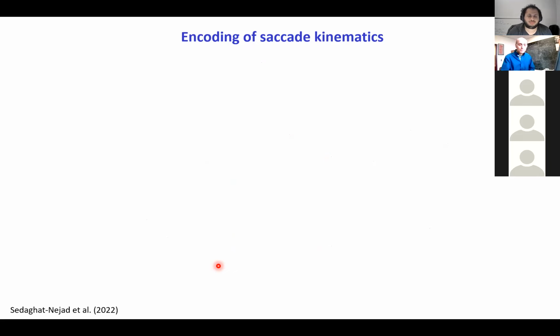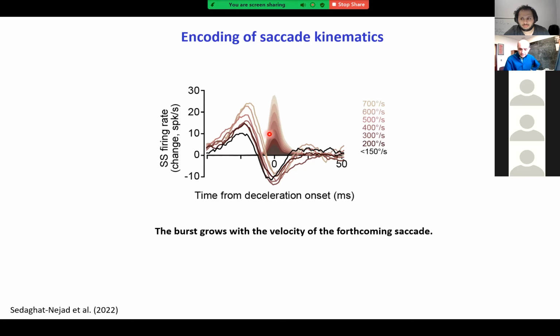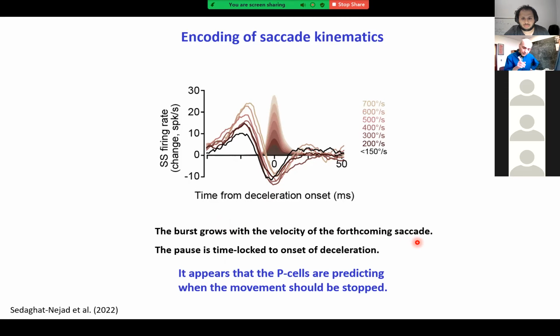All right, so let me show you what goes on with the Purkinje cell population activity as a function of velocity of the movement. So these are saccades that are being made in direction CS plus 180, slow saccades, a little bit faster saccades, a little bit faster saccades, and what you're seeing is that this burst is growing as the velocity increases, but notice that the pause that's occurring is right at the time of the deceleration onset. So the burst grows with the velocity of the forthcoming saccade, but the pause is time locked to when the movement is supposed to begin its deceleration and to be stopped. So it appears that the Purkinje cells are predicting when the movement should be stopped.